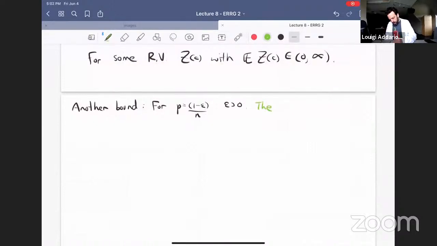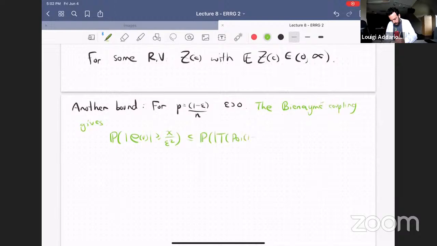Then we have a coupling. So the coupling with Bienaymé gives us the bound. So the probability that the component has size at least x on epsilon squared is at most the probability that a Poisson 1 minus epsilon Bienaymé has size at least x on epsilon squared. And we saw yesterday that that's order epsilon over x to the half e to the minus x on 2.